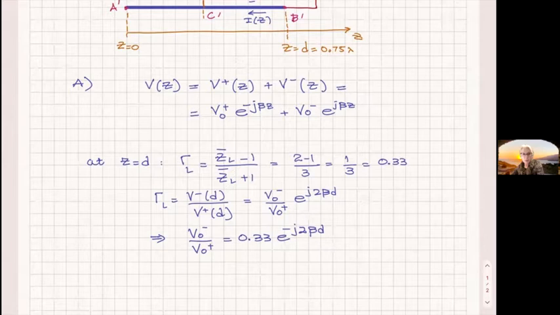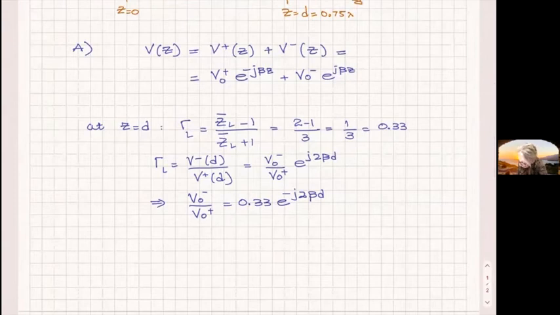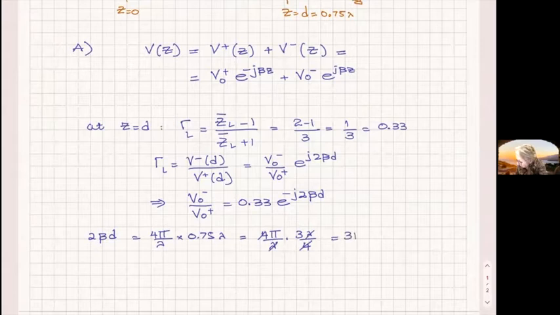Okay. So having said that, how much is 2 beta D? 2 beta D is 4 pi over lambda times 0.75 lambda. And 0.75 is 3/4 of lambda. So it's going to be 4 pi over lambda times 3 lambda over 4, which is 3 pi. Okay. And 3 pi, what is it? So e to the minus j 3 pi, how much is that?